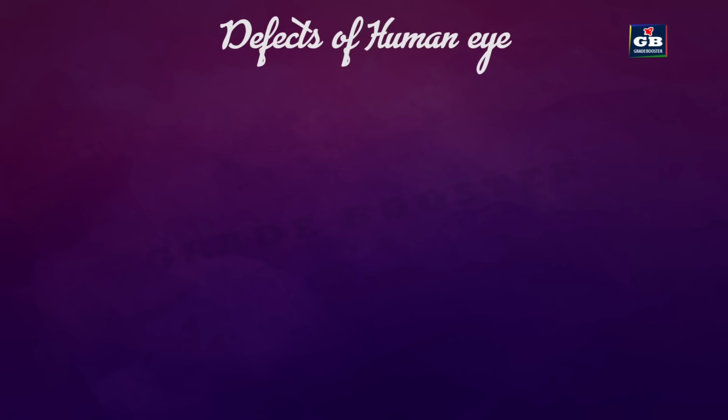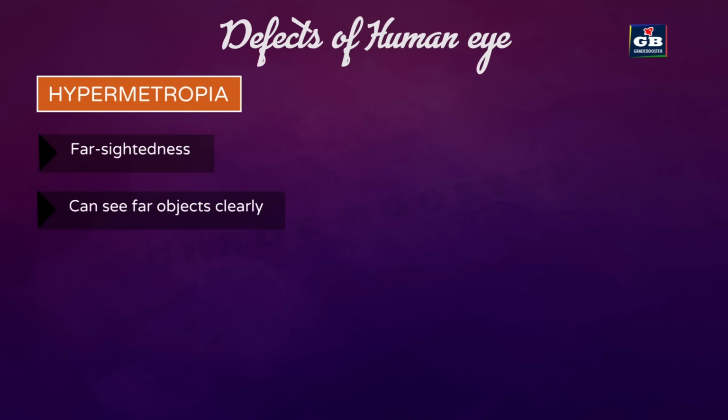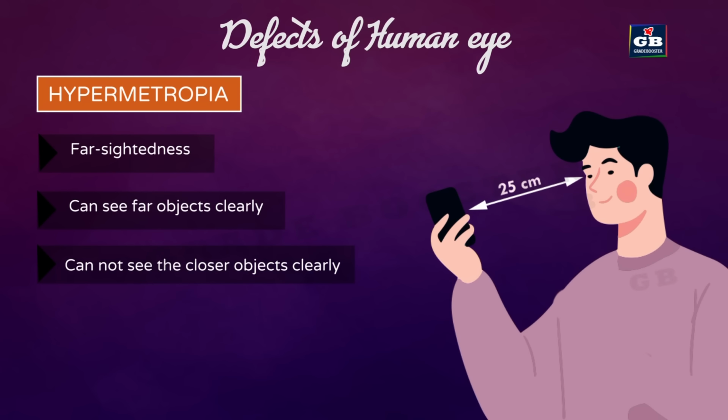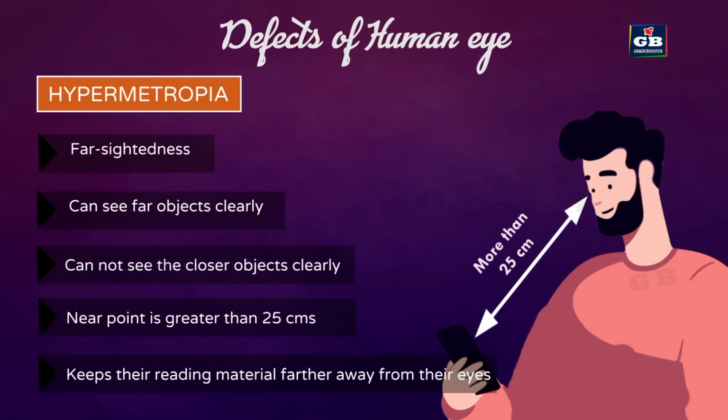Next one, hypermetropia. This defect of the eye is called farsightedness. Persons with this defect can see the far objects clearly, but cannot see the nearby objects clearly. We learned that the normal near point of the human eye is 25 centimeters. But for a hypermetropic person, the near point is farther away than 25 centimeters. That means beyond 25 centimeters. So at 25 centimeters distance, they will not be able to see clearly. Their vision will be blurred.